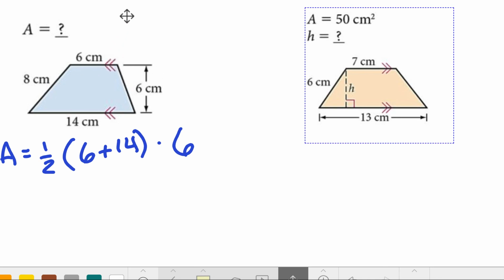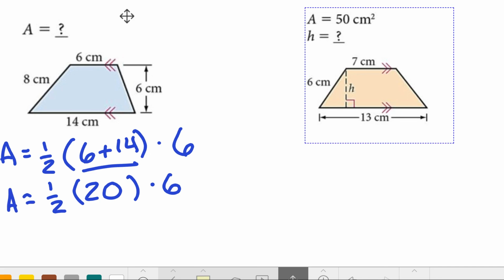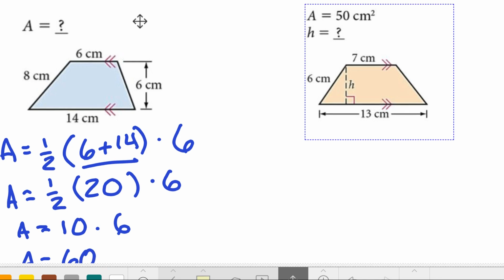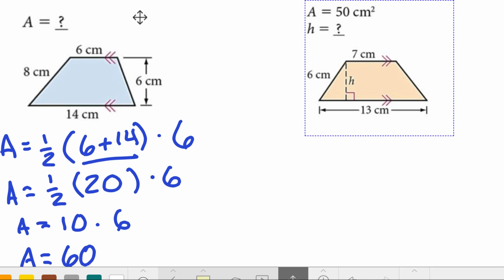So 6 plus 14, when I get that, I get 20. Remember, order of operations tells us to do what's in the parentheses first. And then I need to multiply it by 1/2. 1/2 times 20 is just going to give me 10 times 6, making the area of this trapezoid 60, and then we can't forget our units, so it's going to be 60 centimeters squared.